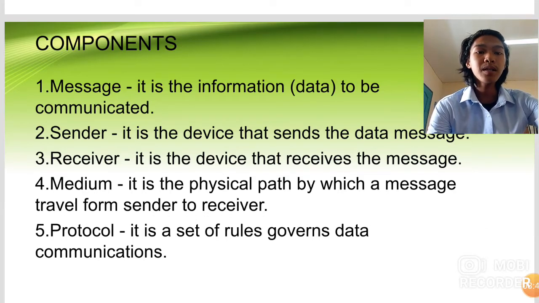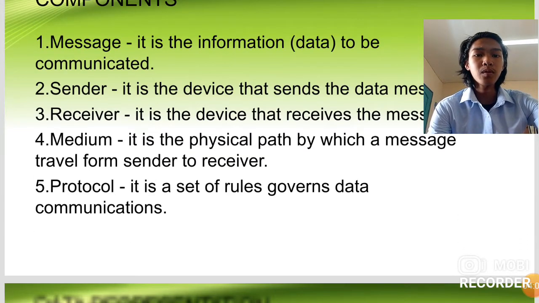Medium. It is a physical path by which a message travels from the sender to the receiver. Ito naman yung taong yung magsasend ng message sa receiver, yung parang sa physical na action, yung parang magbebiyahe yung tao para i-deliver yung message. Protocol. It is a set of rules that governs data communication. Ito naman yung protocol na dapat mong sundin para mag-deliver ng data message or data communication.